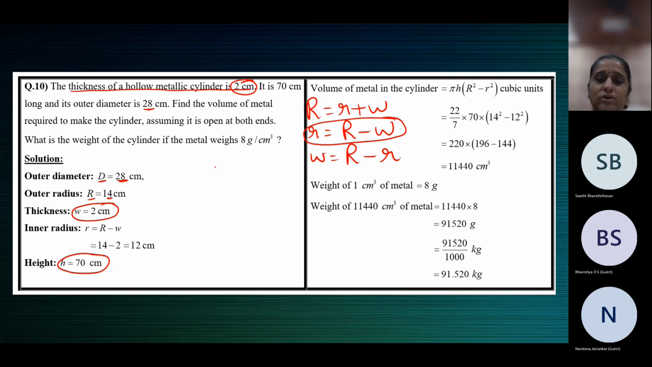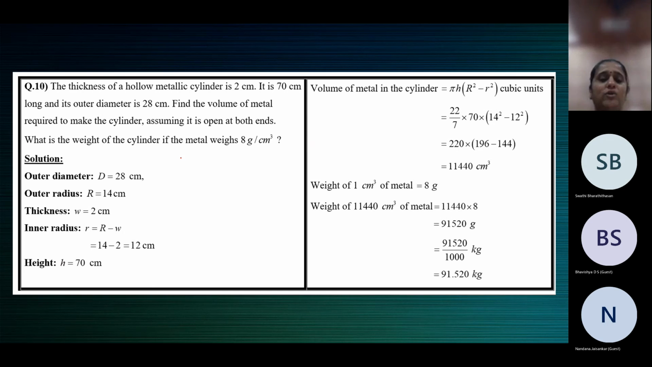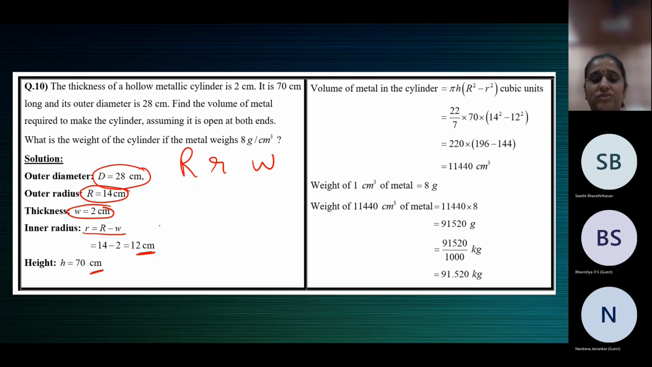To find volume, children, we need three things: H, R, and r. You need the value of capital R, small r, and W. Outer diameter is given, so you can get the outer radius, capital R. Thickness is given. So using this formula, r is equal to R minus W, you can find the inner radius, 12. Height is 70 centimeters, it's given in the question. This is the formula to find the volume. Substitute the values and find the volume.